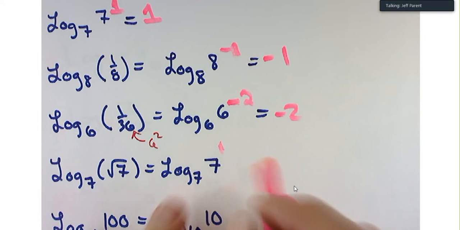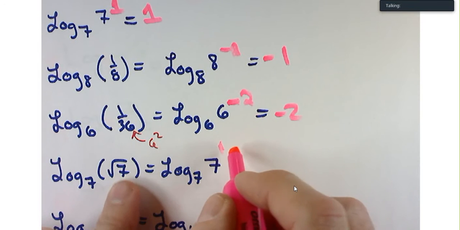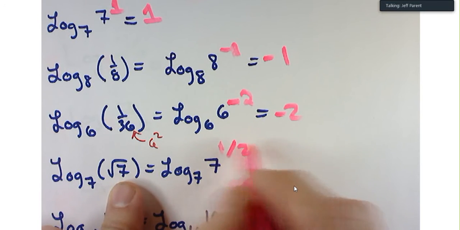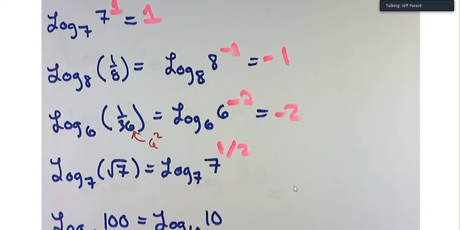So up here, this would be 7 to the 1/2 power. Remember, 1/2 power is just like taking a square root.